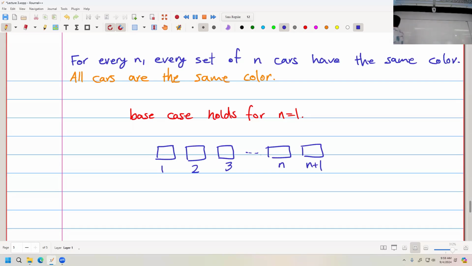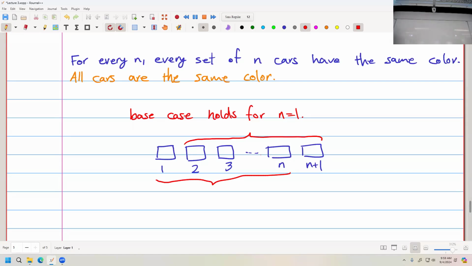Okay. So I can use my induction hypothesis, and my induction hypothesis says that every n cars have the same color, right? So that's what I can use to prove that every n plus 1 cars have the same color. But every n cars have the same color. So let's just look at these first n cars, and they all have the same color, right? That's my induction hypothesis. Now, let's kick out car number 1, and let's look at cars number 2 to n plus 1, right? They also all have the same color.